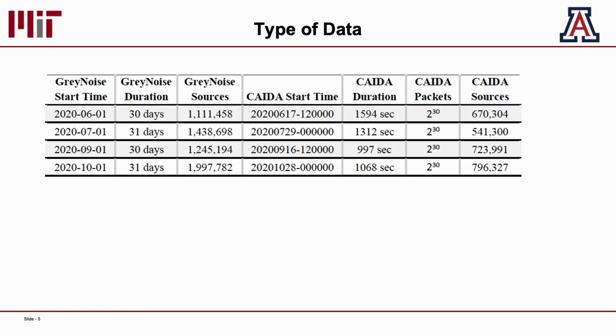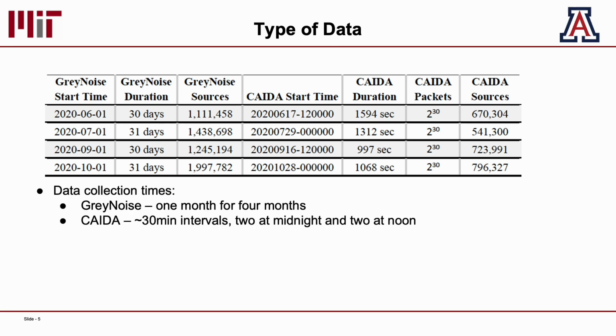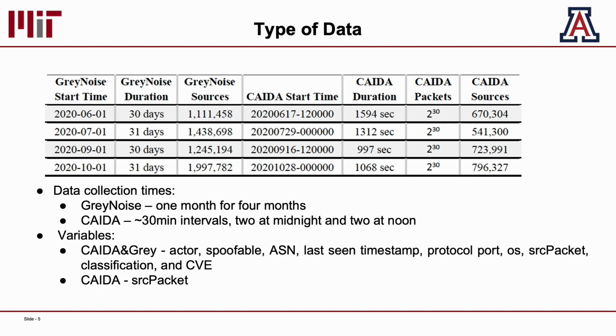For this example, we're looking at a 30-minute window of collected data on 4 different dates, 2 of which are at midnight and 2 at noon. CAIDA collects exponentially more data over the same period than GreyNoise does. Approximately 30 minutes of CAIDA data collection is equivalent to 30 days of GreyNoise data collection. Throughout the rest of the tutorial, we will use CAIDA start time due to the data being collected at either noon, represented by 12 and 4 ending zeros, or midnight, by all ending zeros.